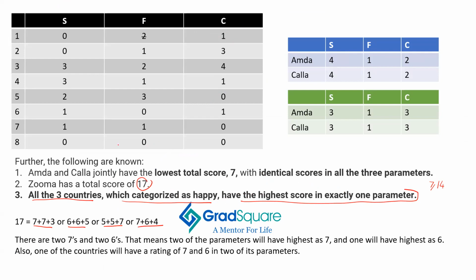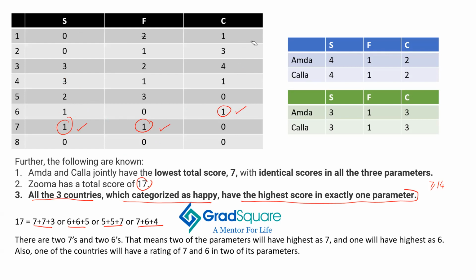Now see, there are 2 7s here. One in S and one in F. And then we have 2 6s also here. One here and one here. But we definitely know that the highest for Social Security is going to be 7. Highest for freedom of choices is going to be 7. Highest for corruption is going to be 6. So these are the 3 numbers that we are going to look at. So I'm going to erase this one because this is of no use to us.